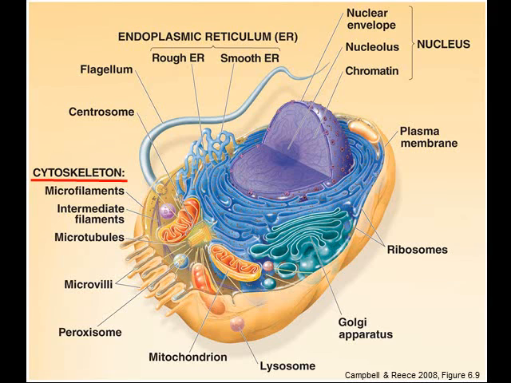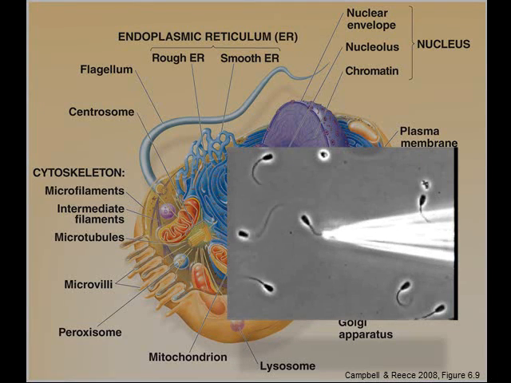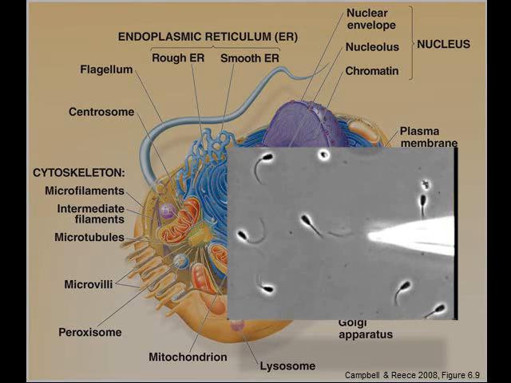The cytoskeleton is also involved in movement. For example, vesicles that travel from the rough endoplasmic reticulum to the Golgi apparatus are transported along cytoskeletal fibers called microtubules. Cytoskeletal fibers are also responsible for the movement of cilia and flagella, such as those that propel sperm cells. The cytoskeleton is also responsible for muscle movement, and it's involved in the movement of chromosomes during the processes of mitosis and meiosis.